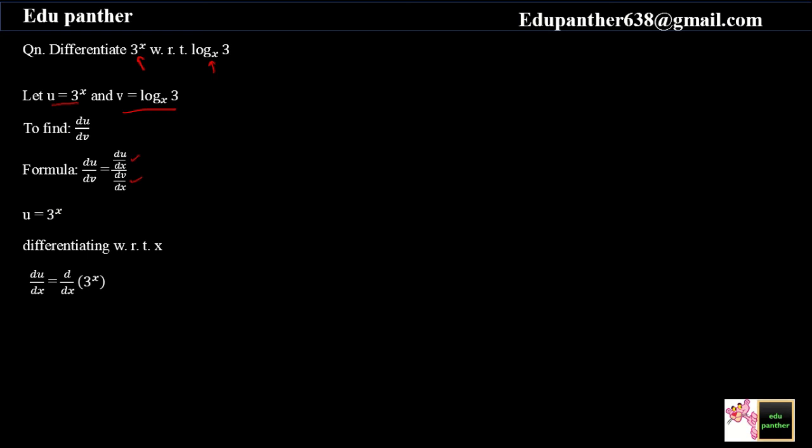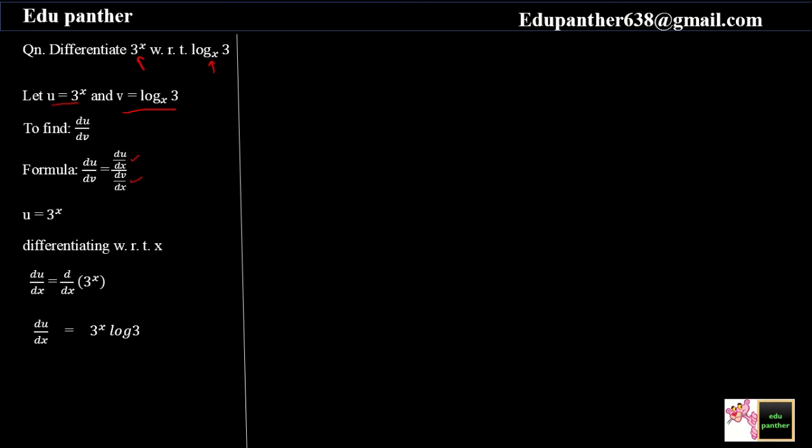So du by dx is the derivative of 3 raised to x. So what will be the derivative of 3 raised to x? Now it is of the form a raised to x. The derivative of a raised to x is a raised to x into log a. So the derivative of 3 raised to x will be 3 raised to x into log 3. So now we have got the value of du by dx.